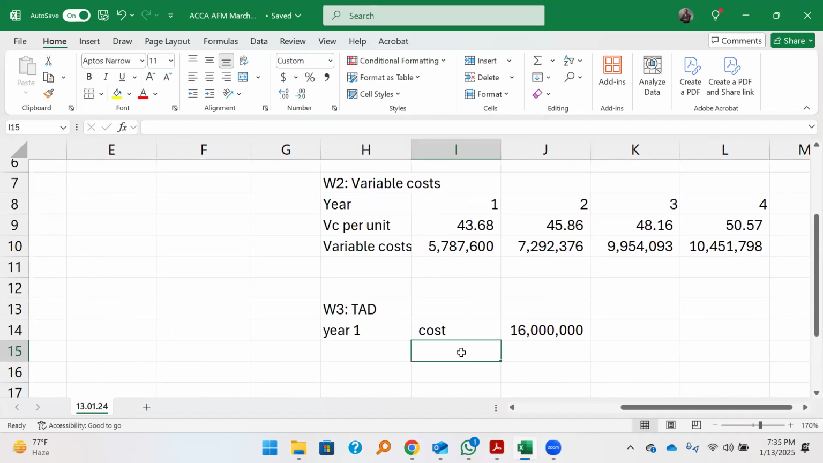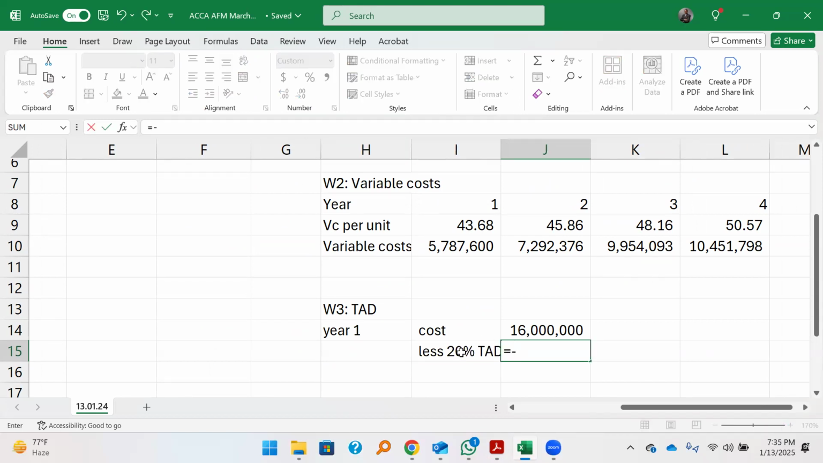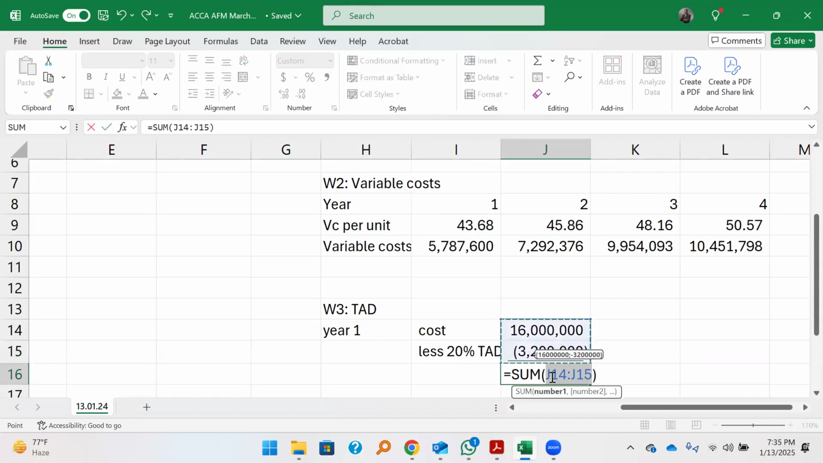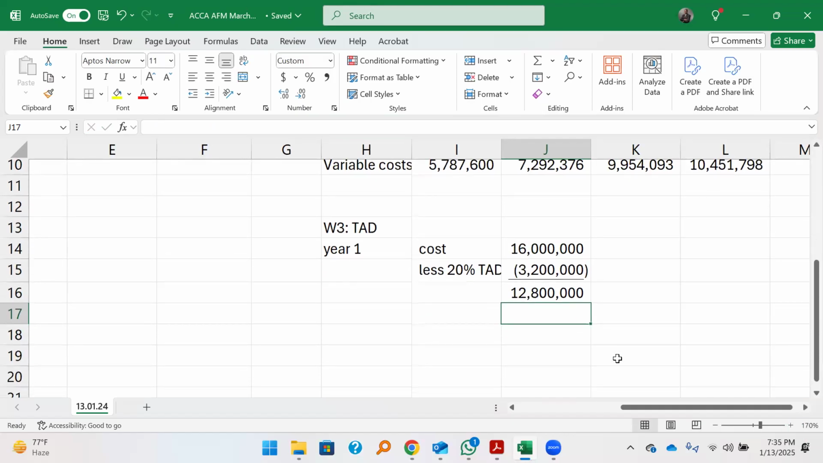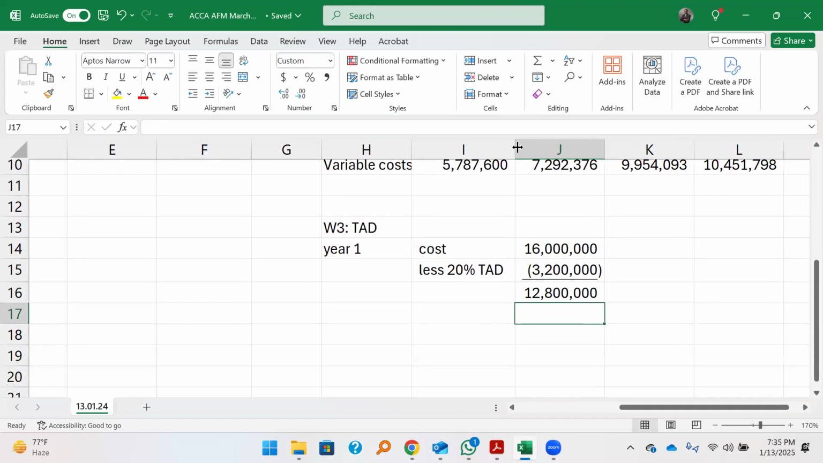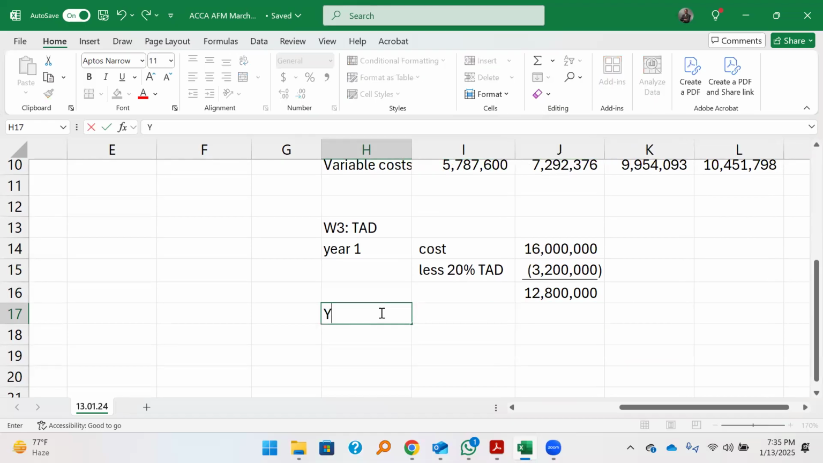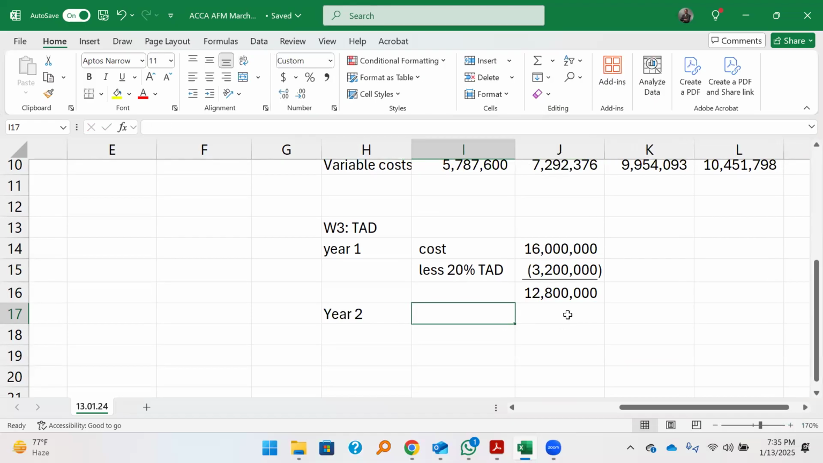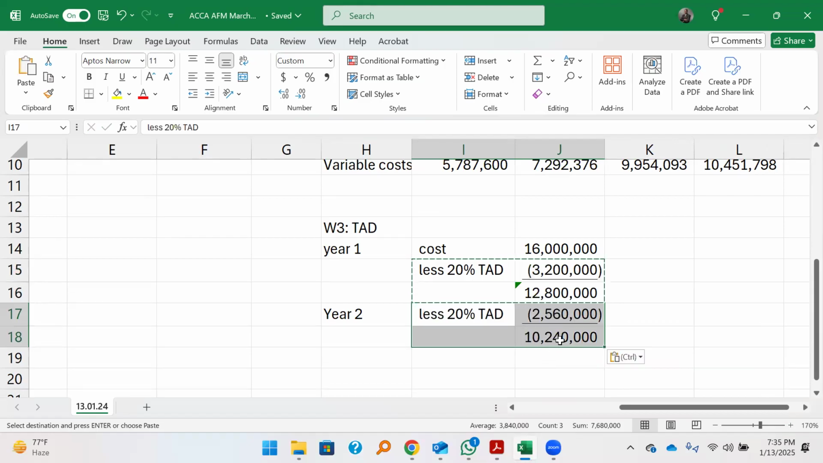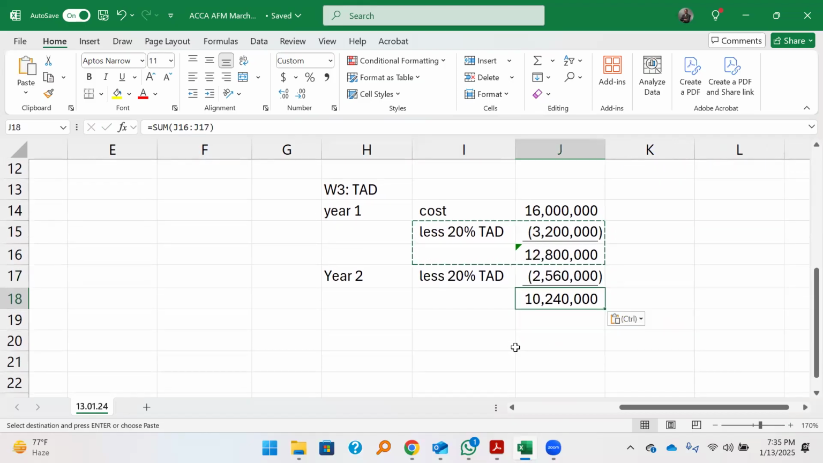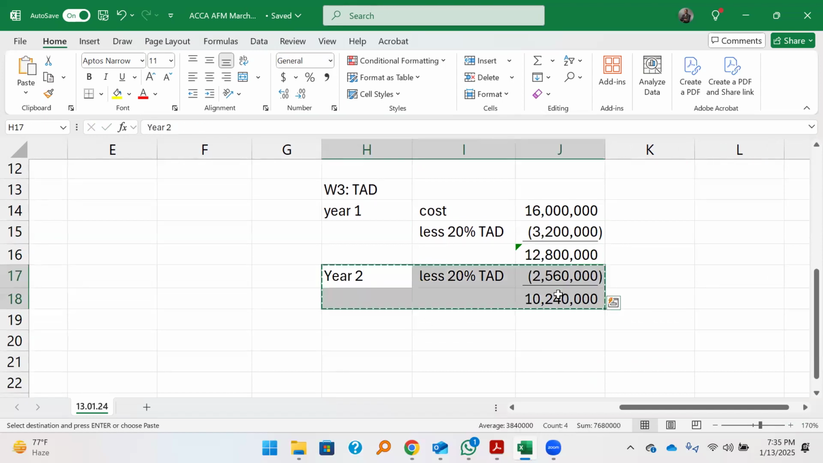And then you subtract 20% depreciation, which is 3.2. And the carry forward figure becomes 12.8. That's year one. Then for year two, you start from this 12.8 and remove another 20%. That's what reducing balance is all about. So when you remove another 20%, you're now at 10.24. Then you do the same thing for year three.